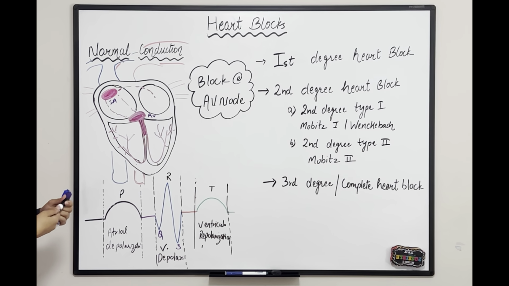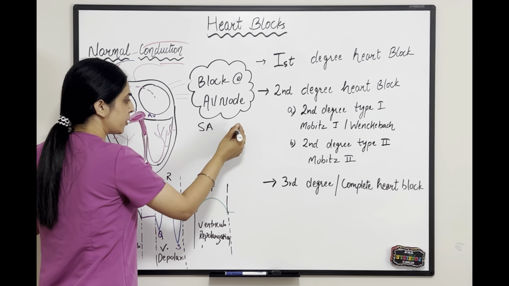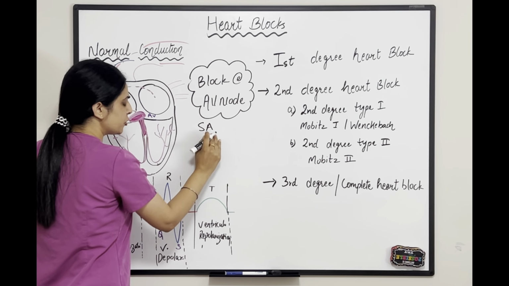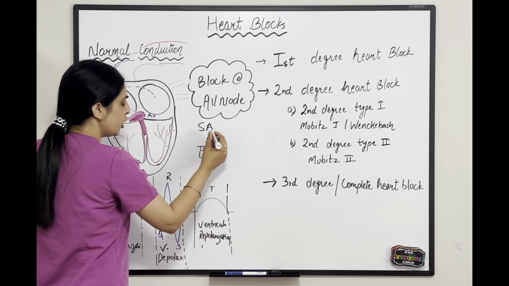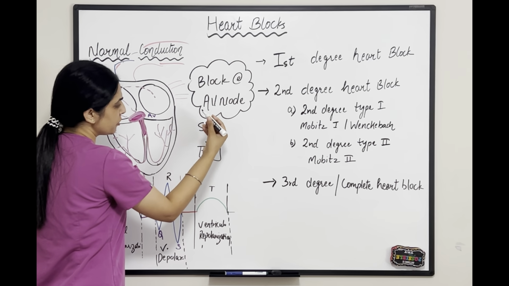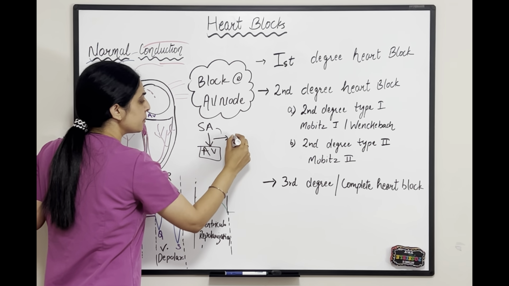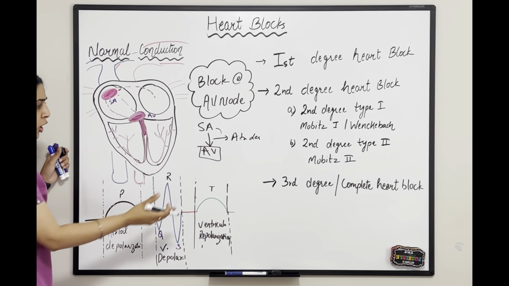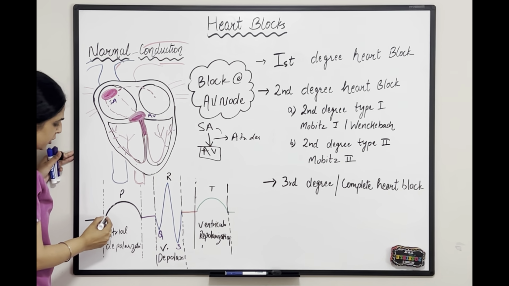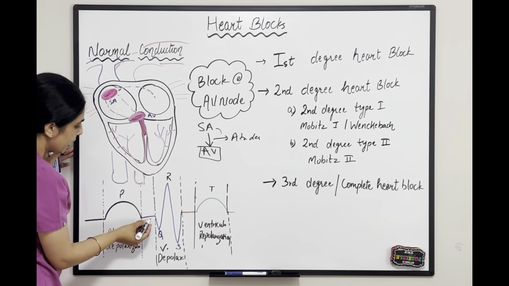As you know, our impulses start from the SA node, which is located in the right atria. Impulses generated in the SA node move to the AV node. When impulses generated at the SA node move to the AV node, at this time the atria depolarize, that means our atria contract. When there is atrial depolarization, the P wave forms on the ECG, and then it takes some time.